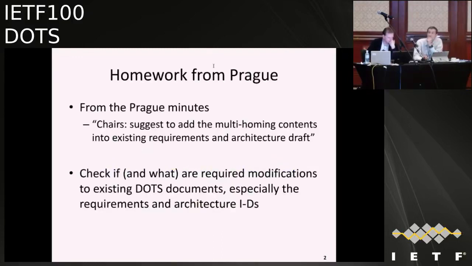This is the homework I had from Prague, to check how we can cover the discussion about the multi-homing in the existing documents. So mainly to check whether there are modifications that are required to both the requirement and also the architecture document. Next slide, please.